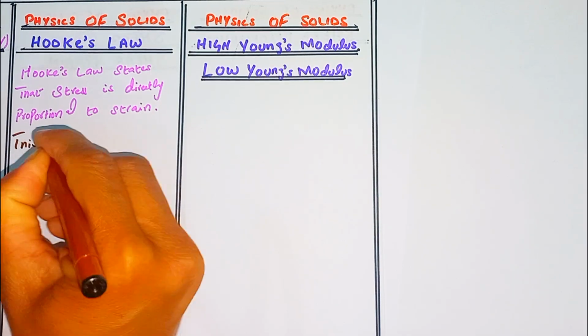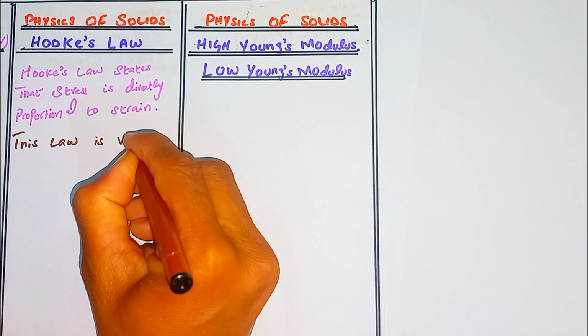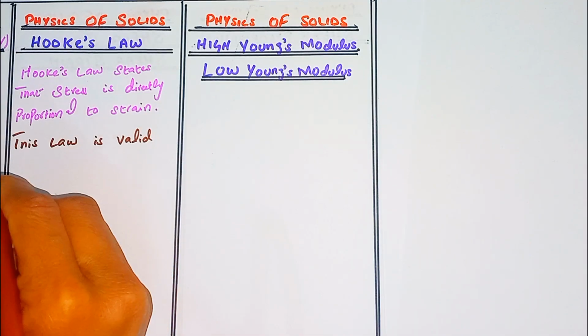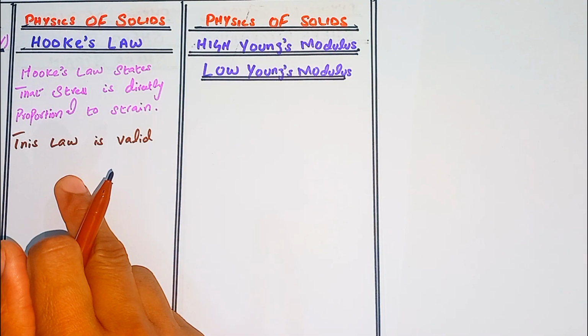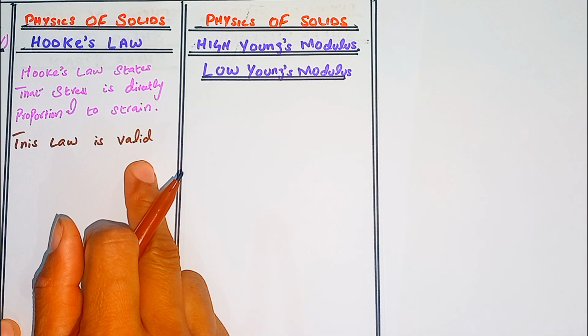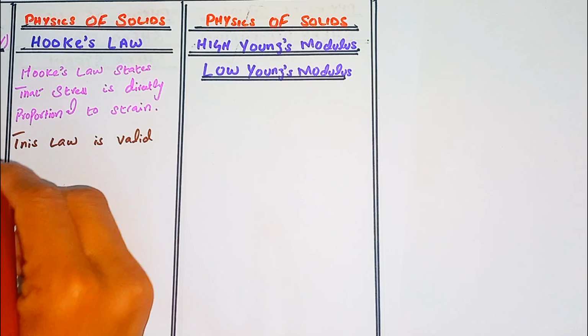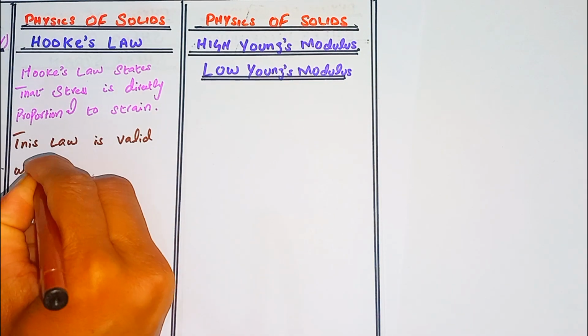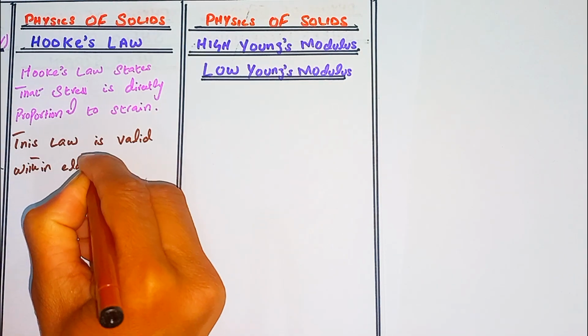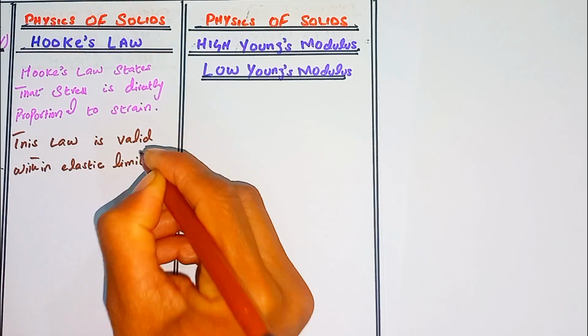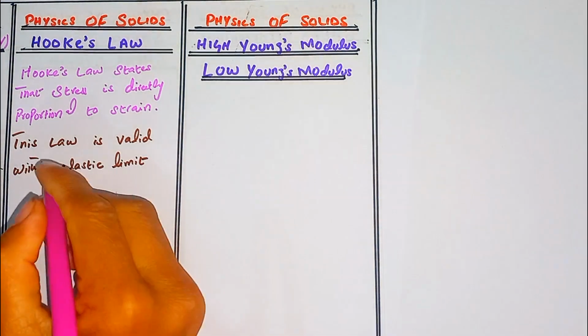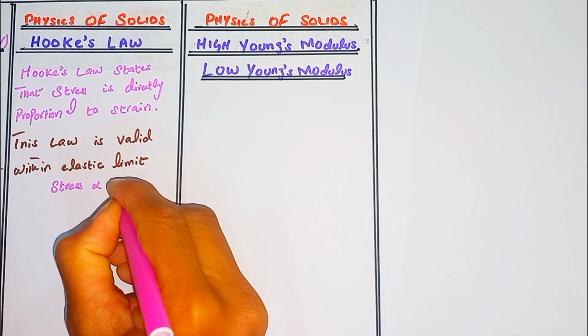What is the elastic limit? Elastic limit is a property of the material. If we apply force beyond this limit, then the object breaks. So Hooke's law is only valid when the material is within the elastic limit. Mathematically, Hooke's law says that stress is directly proportional to strain.